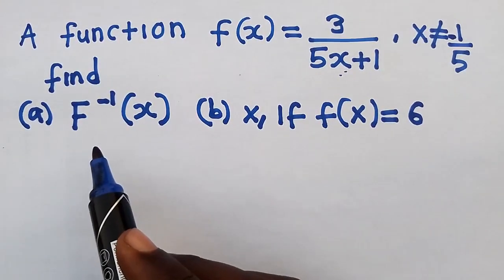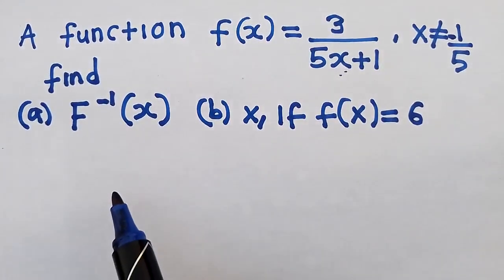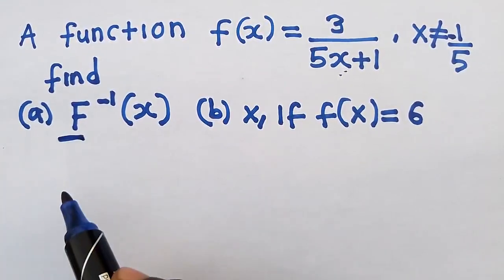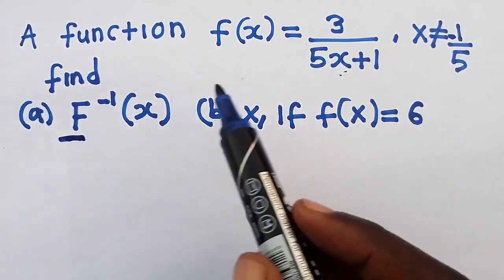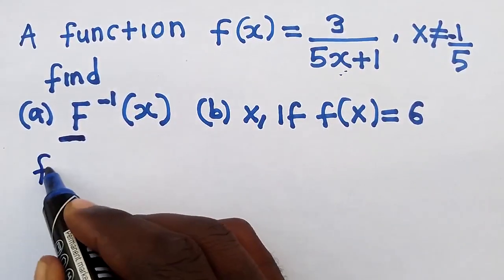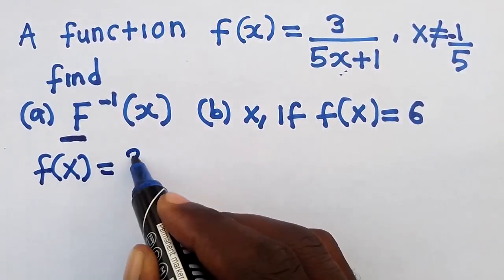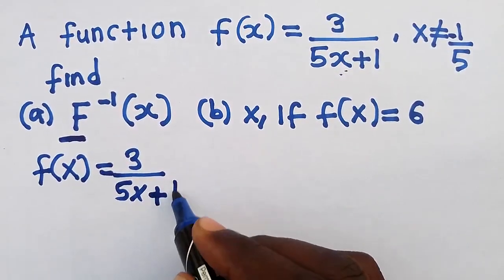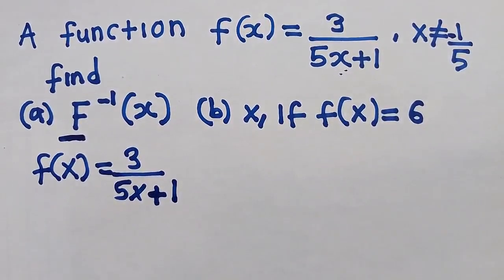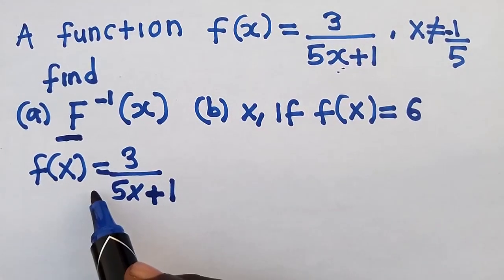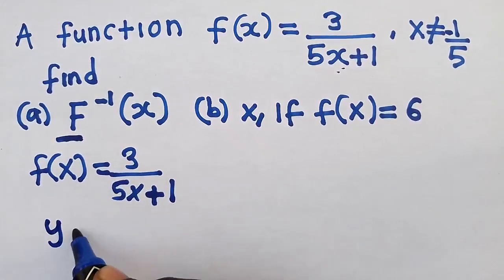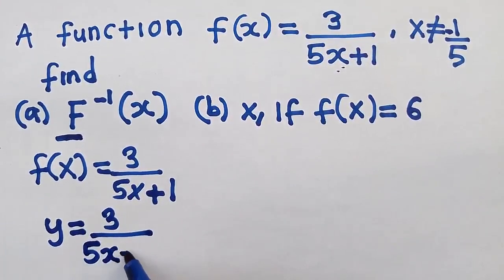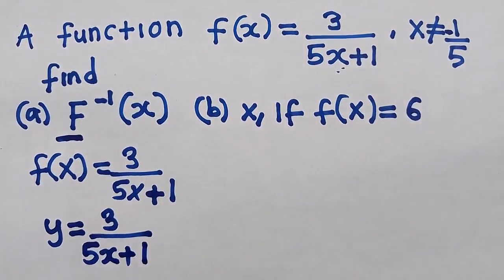So it is saying you find f inverse of x. How can you find f inverse of x? You ask yourself, where is this function coming from? There is f, so it is coming from that function, where you say f of x is equal to 3 over 5x plus 1. Then where there is f of x here, you are going to put y. So you are going to say y is equal to 3 over 5x plus 1.